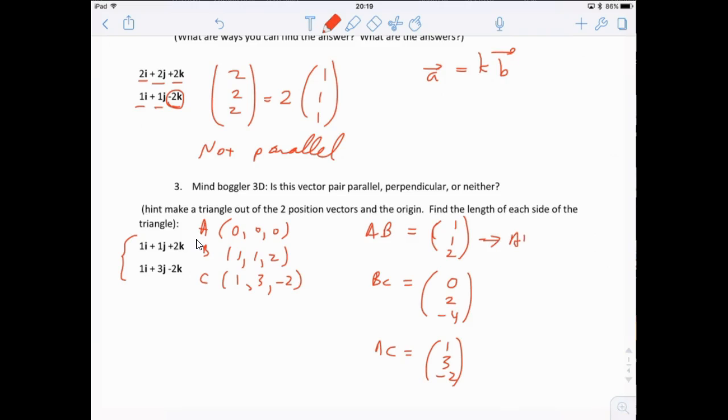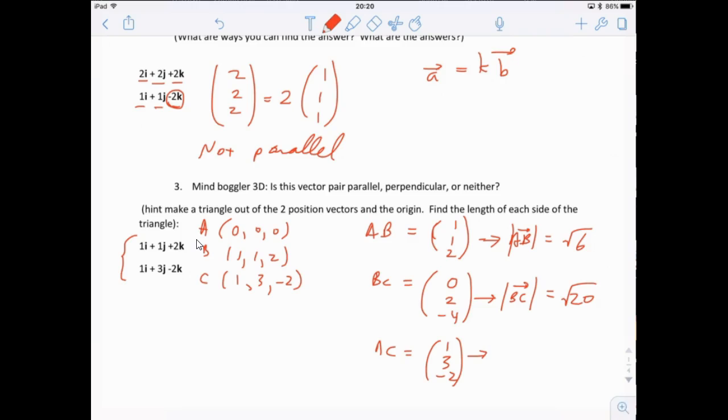So the length of vector AB is equal to the square root of 1 squared plus 1 squared plus 2 squared, which is 1 plus 1 plus 4, which is the square root of 6. Then the length of BC is going to be the square root of 0 squared plus 2 squared plus negative 4 squared, which is going to be 16 plus 4, which is 20.